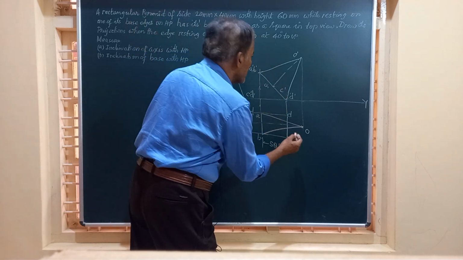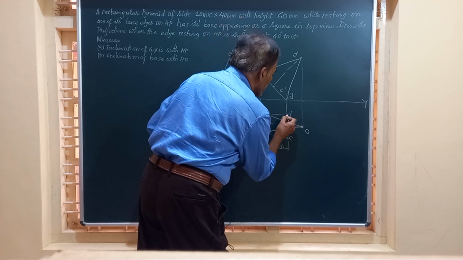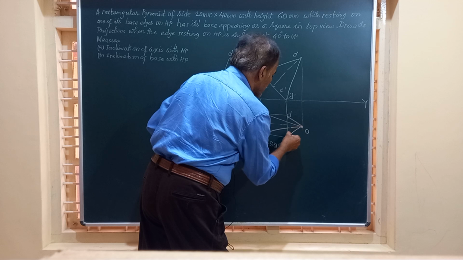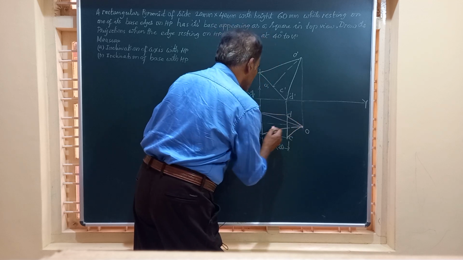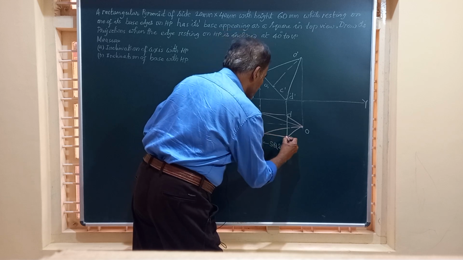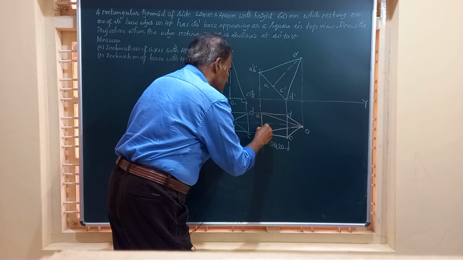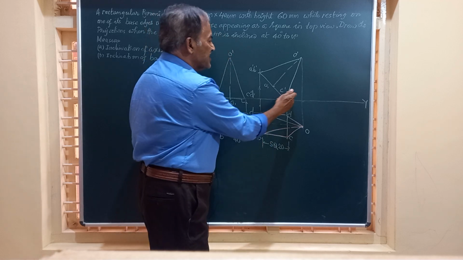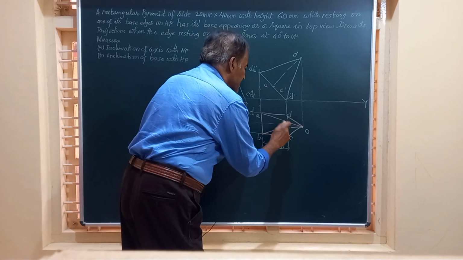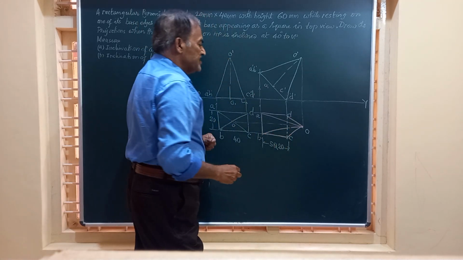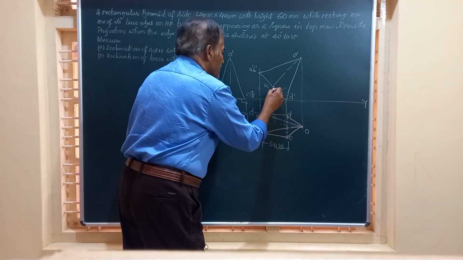And friends, before that, let me join this OD another one. So OD I am going to join, OC I am going to join. This AD is existing, a full line. This is a full line, and this edge is also a full line. And here you see friends, it is resting on CD, and CD has to be shown by a dotted line. That is to say, this edge OD is not visible in the top view.